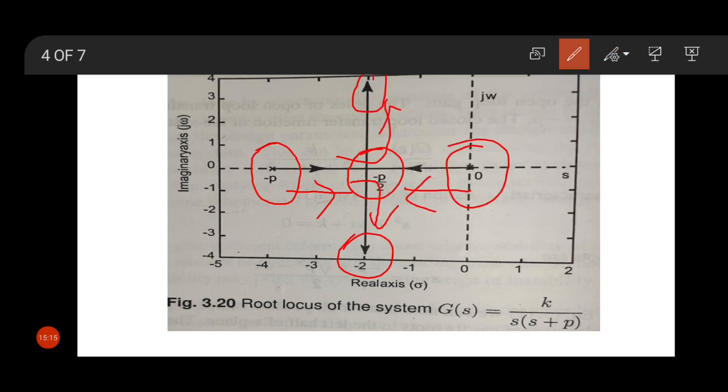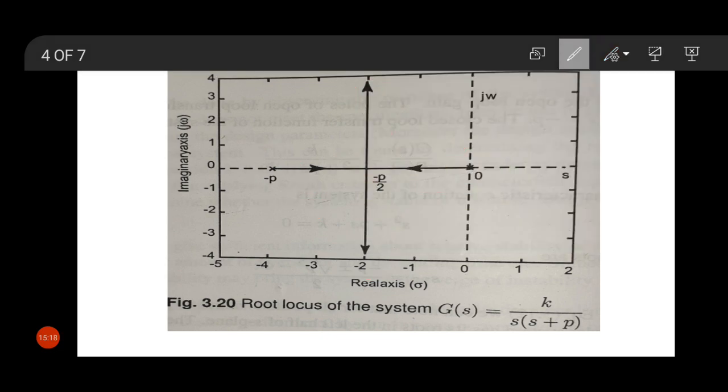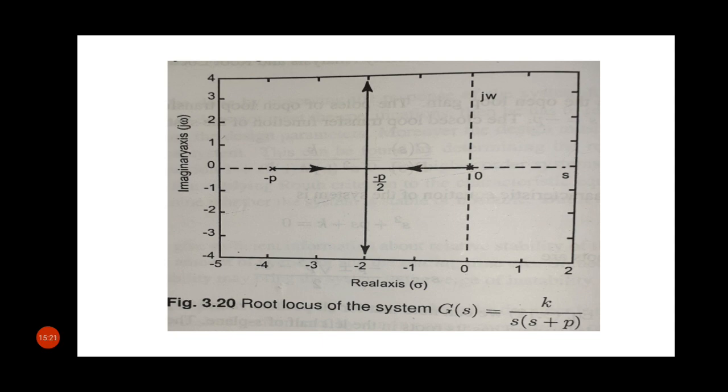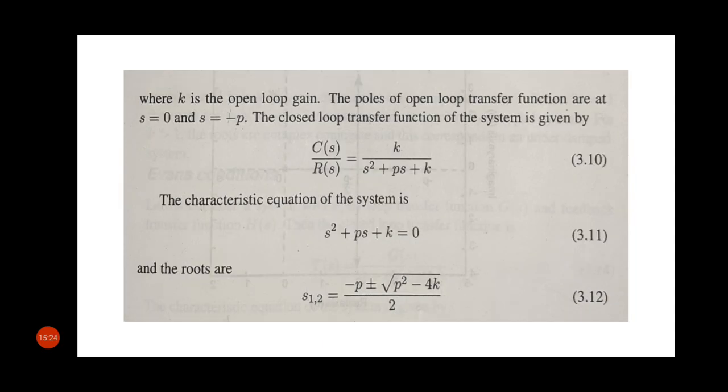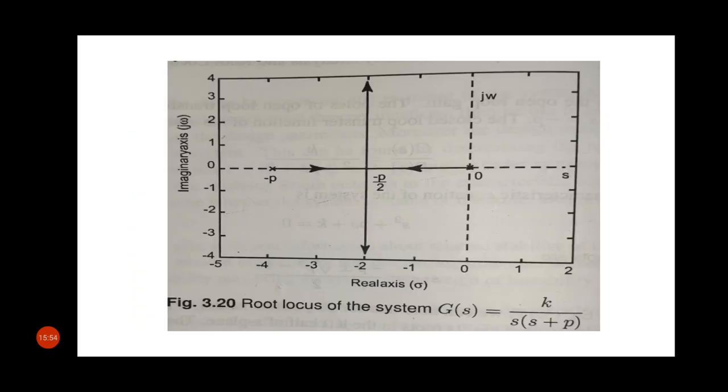Now let me clear this. Okay, so see, from equation 3.12 we can note that the real part of the roots is constant since p is fixed, and the imaginary part varies as k varies. Therefore, the roots are moving along the vertical line, one upward and the other downward, as shown like this.